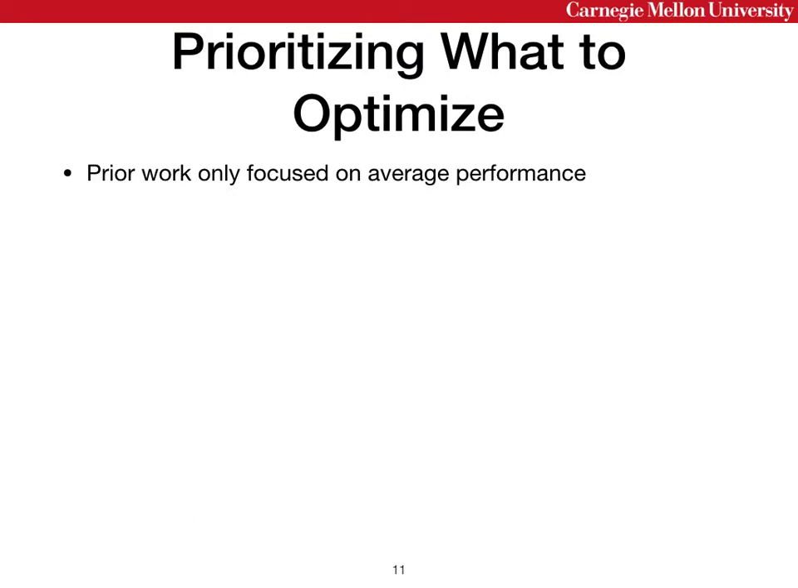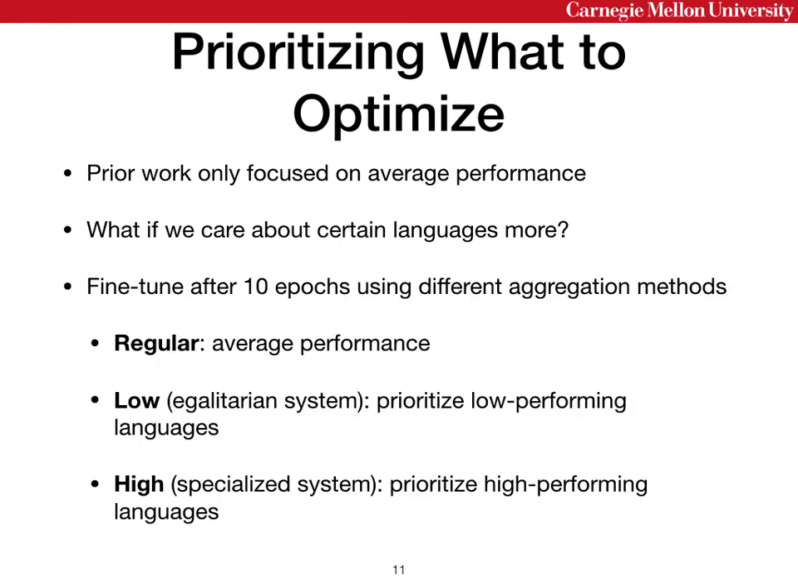It is important to note that the results in the last slide consider the average performance of a multilingual model over all languages. And this is a popular metric that's used by prior work on multilingual training. But this is problematic because sometimes we might care about certain languages more than others. Therefore, we use MultiDDS to prioritize different multilingual objectives.